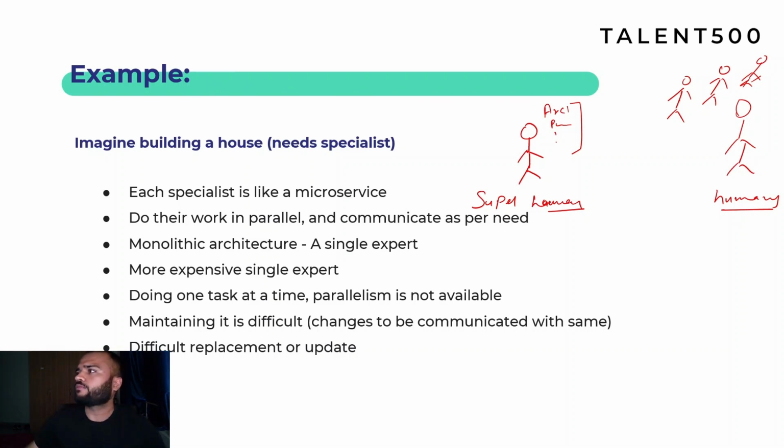So let's say for you, first of all, the cost of each specialist will be less. Obviously, because they only know a single kind of task, so they will be costing you less. Also, when you have four specialists, what they can do now is they can do the work in parallel. Okay, parallel work.